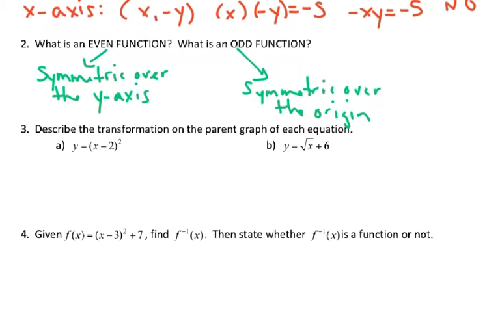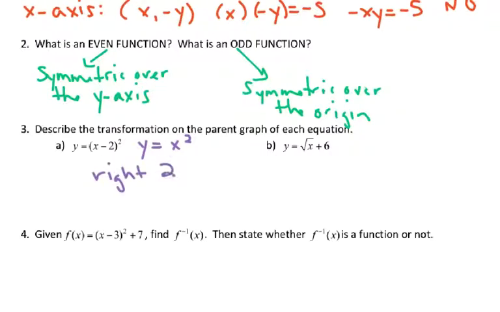Number 3. Describe the transformations on the parent graph of each function. Well, first of all, it kind of helps if you know what the parent function is. We talked about all of our basic parent functions. So for A, your parent function is x squared. The transformation on x squared is right 2.